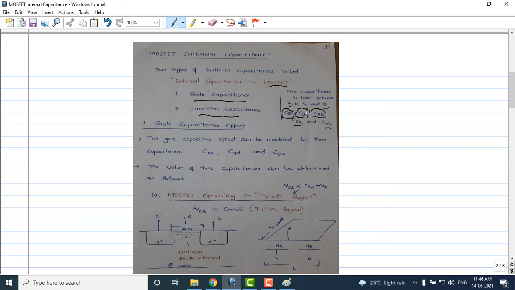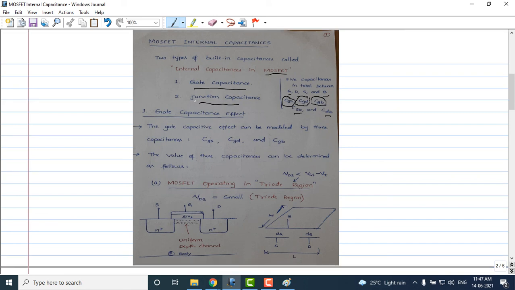From an examination point of view, they may ask what are the different capacitances that we come across in the MOSFET. Broadly, we can classify them as gate capacitance and junction capacitance. And right now we are discussing just the capacitance associated with these 4 terminals. So there are totally 5 capacitances. Now let us see them one by one. First we will focus on the gate capacitance. Later on we will discuss junction capacitance.